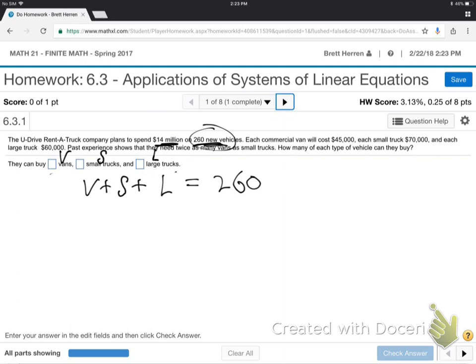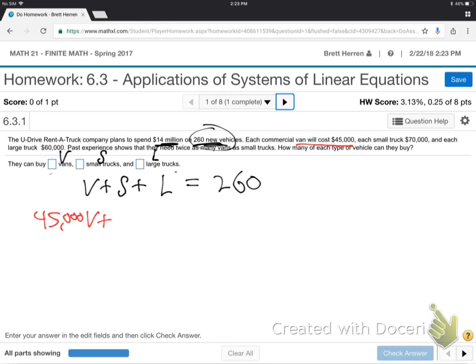And now, what are we going to do with the 14 million thing? Each van is $45,000. So isn't it true that you would take 45,000 times however many vans? The company's deciding how many vans to buy, how many small trucks to buy, and how many large trucks to buy. This is like a big corporate decision. They're deciding how many vans to buy, how many small trucks, how many large trucks.